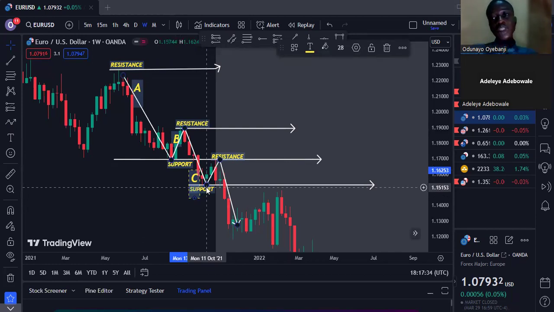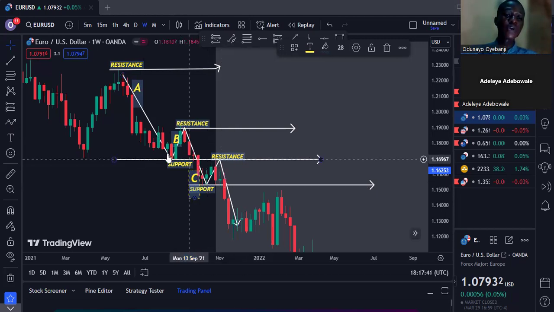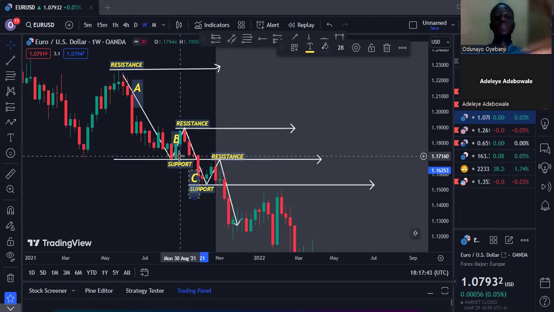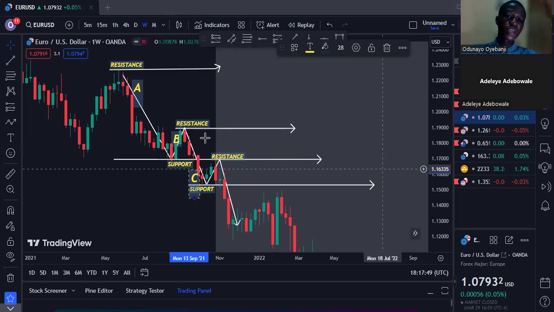The last one, which is the D, is the deciding point. We form a new resistance, which is equal to our previous support. So that's confirmed. As simple as ABC. Do you get that? Okay, thank you very much.